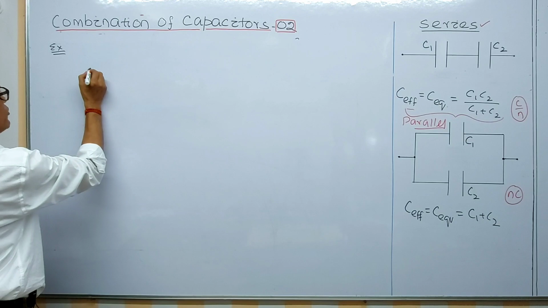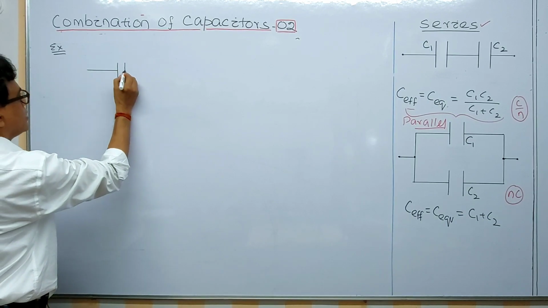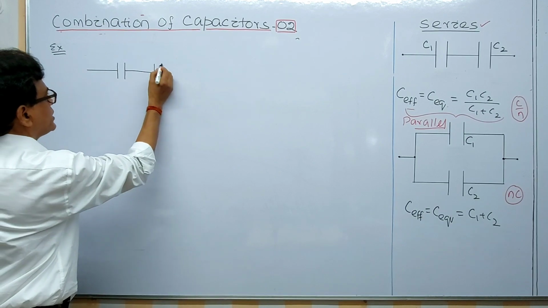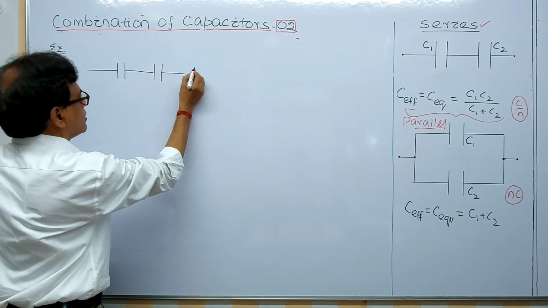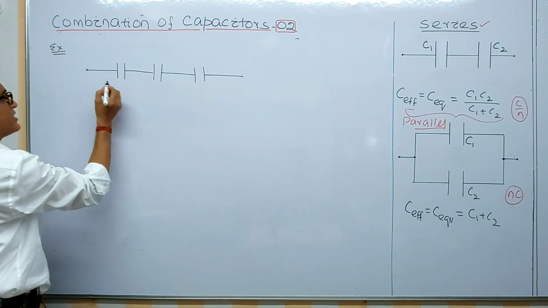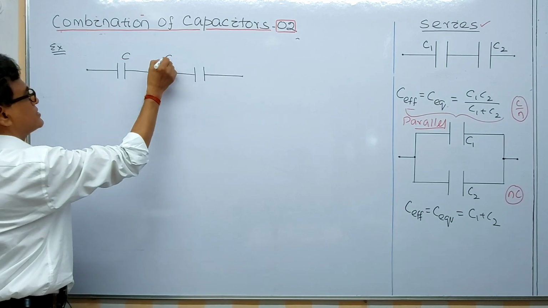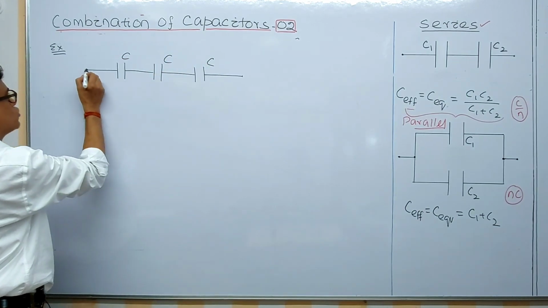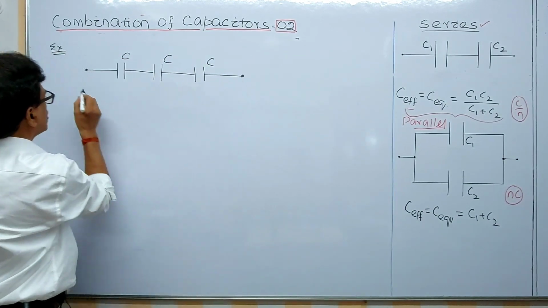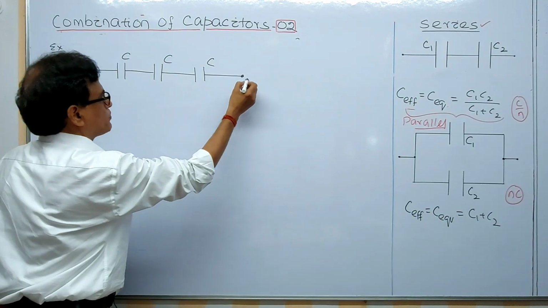Now I am giving a normal circuit. There will be no students who can't answer this question. This is C, this is C, this is C, and these two are the terminals. Let me write the terminals as PQ.